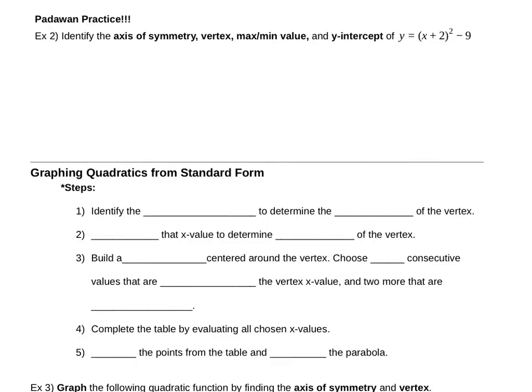Practice, young algebra Padawans, on this example. Okay, you're making a list. I'll make it over here for you. You're probably going to find something first here. And if you think the y-intercept, is it negative 9?